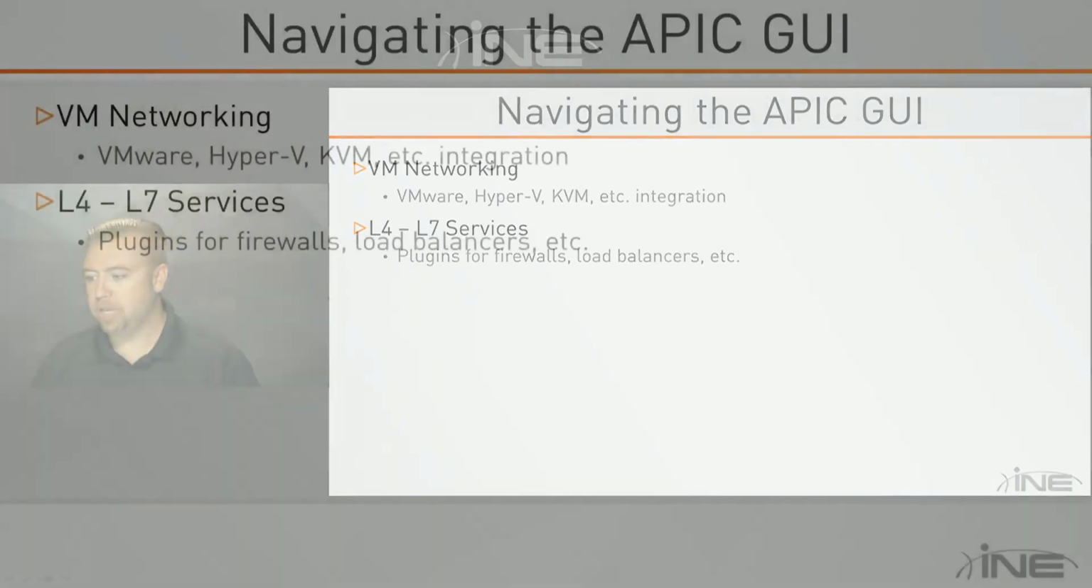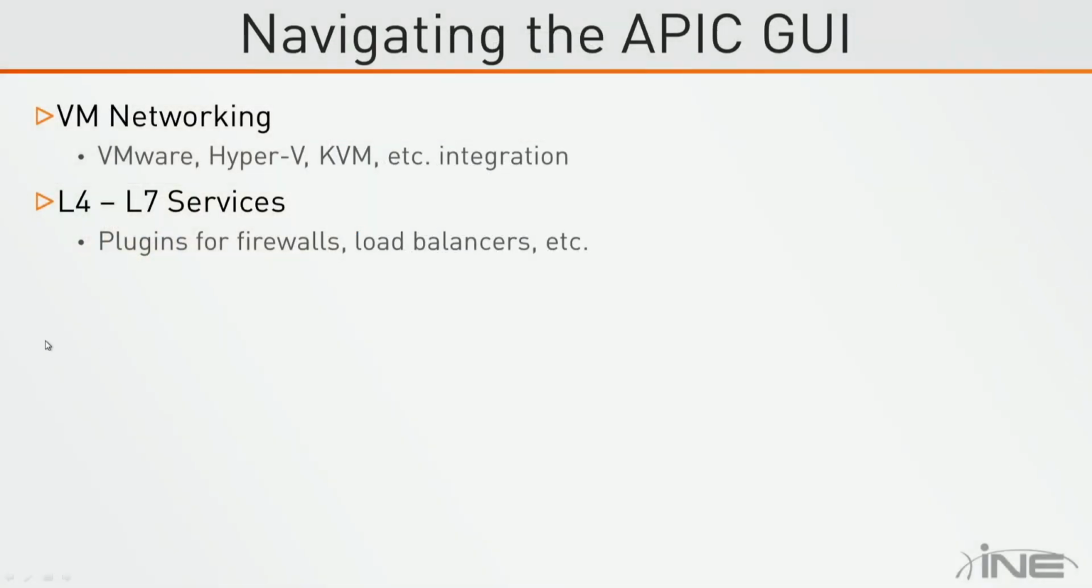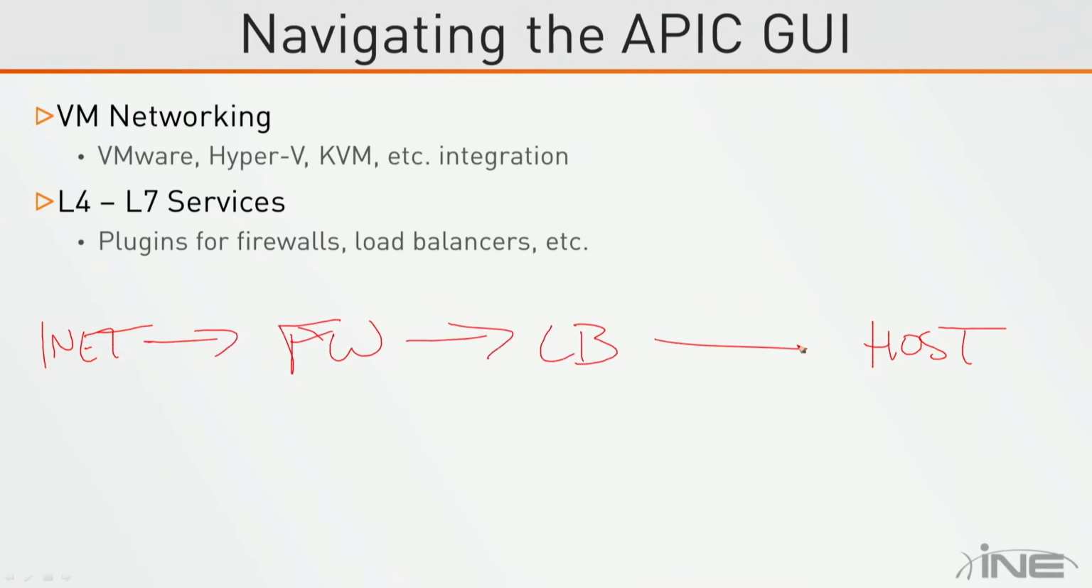fabric. If I have the internet on one side and the host on the other, I want to come in from the internet, go to the firewall, and then go to the load balancer and then go to the host. That's what would be controlled by these layer 4 to layer 7 services.